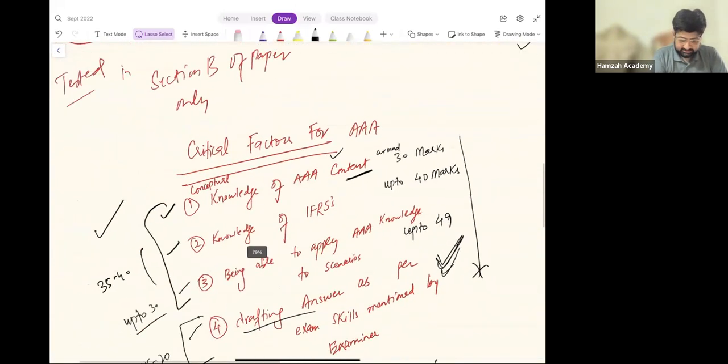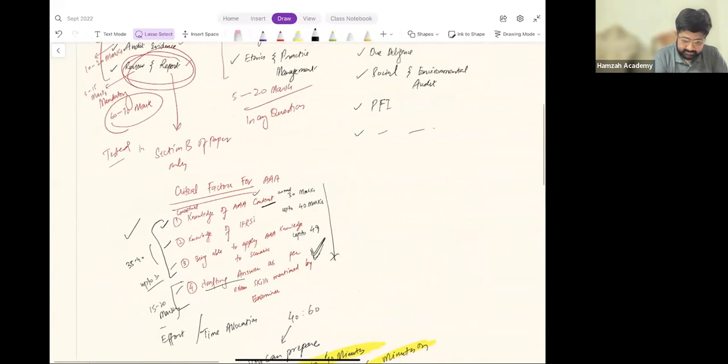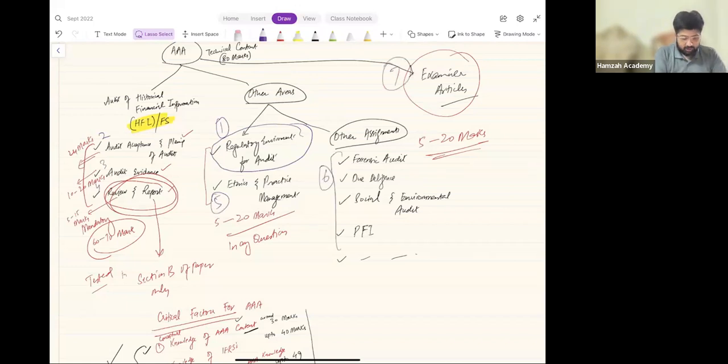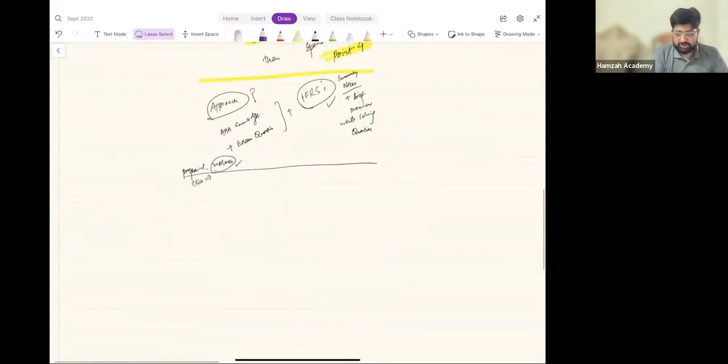How will we start? This is the syllabus. We will start with the regulatory environment for audit, 1. Today we will be talking about it. Then 2, 3, 4, then 5, then 6, and then 7. This is our sequence of going through the syllabus. Anyone, any question?